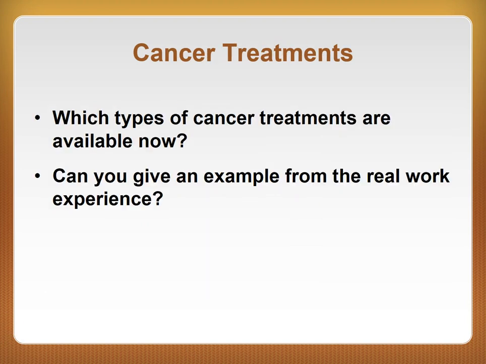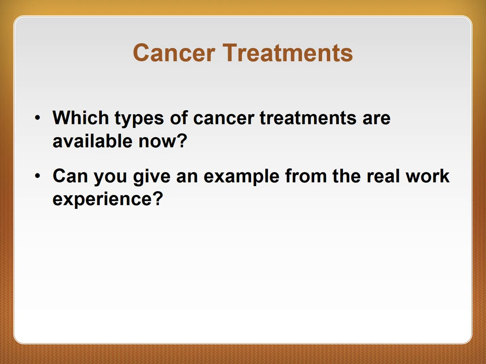Here we need to know the different types of treatments for cancer. Then, which types of cancer treatments are available now? There are many types of cancer treatment, such as surgery, radiation therapy, chemotherapy, immunotherapy, hormone therapy, stem cell transplant, precision medicine, and targeted therapy. The types of treatment that patients receive will depend on the type of cancer they have and how advanced it is.